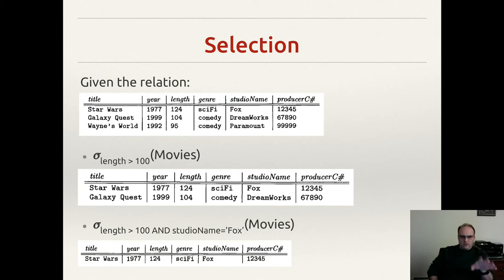So even if Wayne's World had a studio name of Fox, which it does not, but even if it did, it would not be returned in this second query, right? That's an important differentiation with and or. So in this case, there's only one that's returned from Fox and that also has a length of greater than 100, and that is Star Wars, right? So that returns the correct movie there.